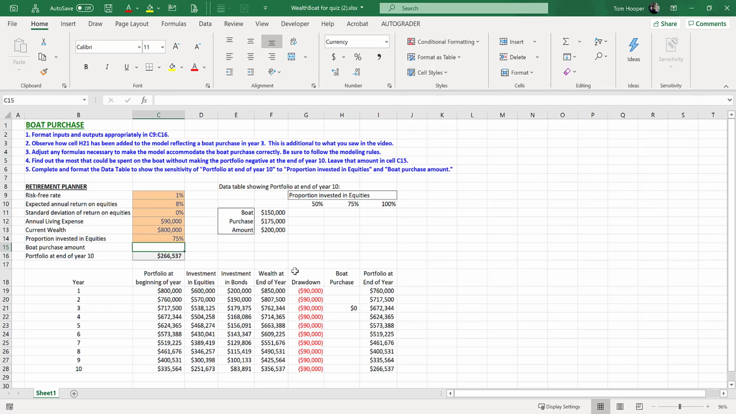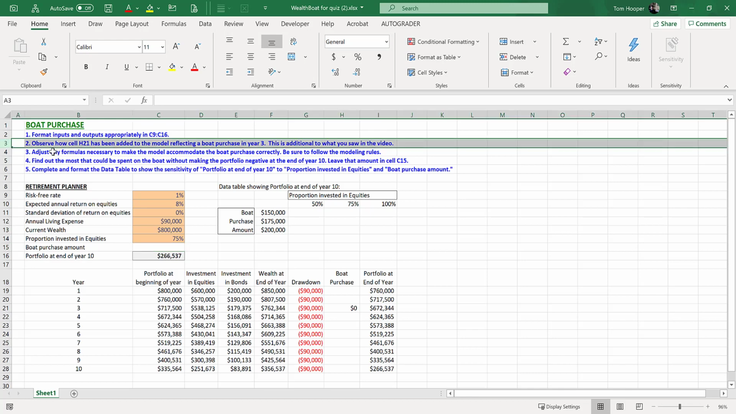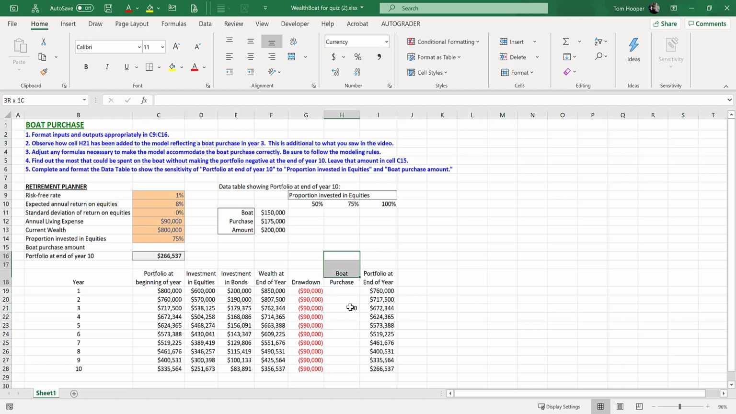Now, at this point, you could think through and do the boat purchase amount, but a lot of people messed up on this one. I don't know if it's because they forgot to come back or because they made the wrong assumption at the beginning, but I'll try not to forget to come back. On the second step, we're told to observe how H21 has been added to the model. This was not in the video. Notice there's a new column in here to reflect a boat purchase. And H21, let's see what that does. Let's hit F2, which I think was a 1-point question later. F2 says, take the negative of that boat purchase.